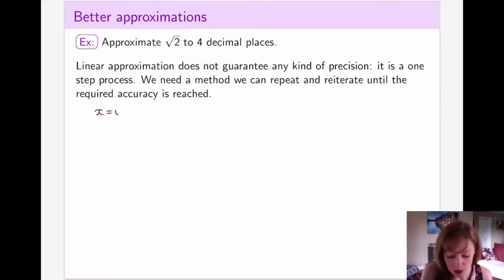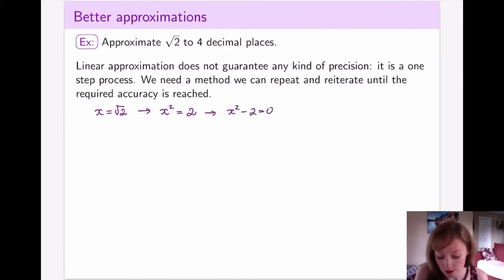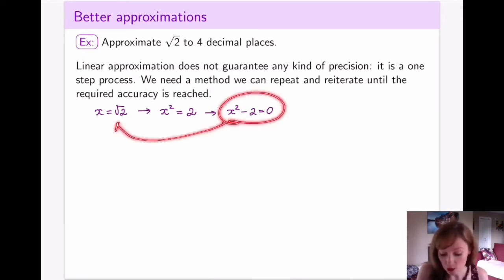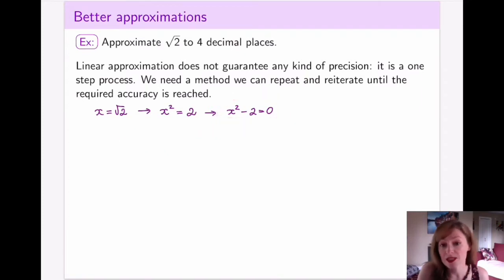First, I'm going to turn what I would like to approximate into a function to work with. So I start off with x being square root of 2, which is the thing that I'm after here. I'm going to square both sides in order to get rid of square roots. And then I'm going to move everything over to the left in order to get an equation. So this is now a polynomial equation where x being square root of 2 is actually a solution to this equation.